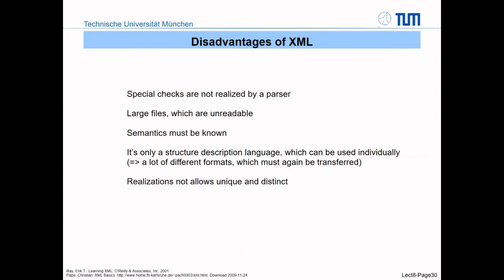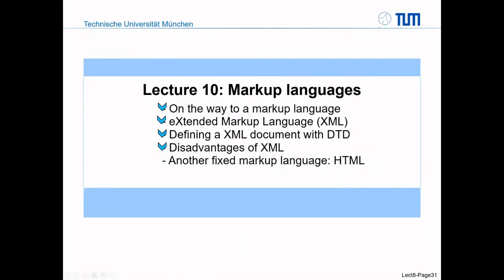The big advantage is that you have standardized tools which you can use, and that these tools can be integrated into your software. Another disadvantage is that the realizations do not allow unique and distinct things. So even if you have XPath and things like that, there are always some redundancies and things like that. Nevertheless, XML is a really essential language.